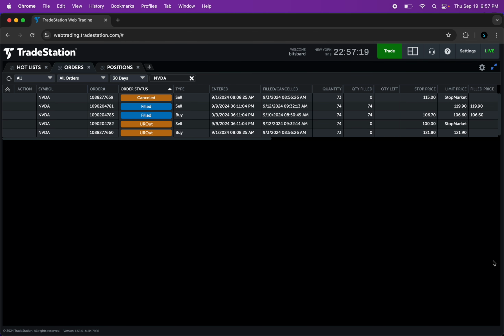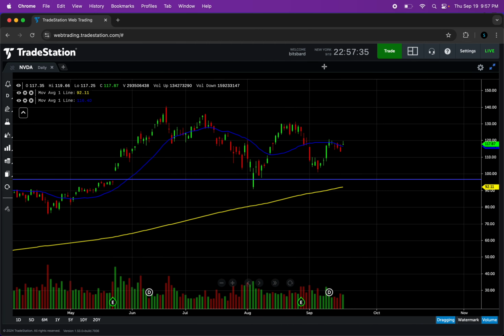So that triggered our entry here, September 10th, 8:50 a.m. We bought 74 shares, used the stop limit between these amounts. We got filled at 106.60, and I used a bracket order to add my stop loss and my target. I use in my strategy 1 to 2 risk to reward, meaning that here we got entry around 106.60.